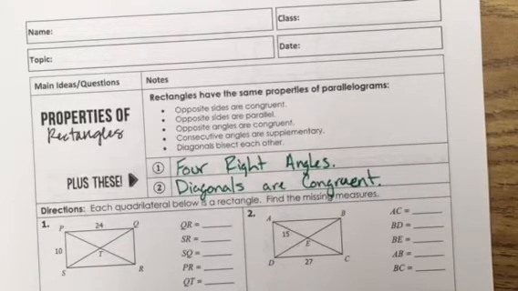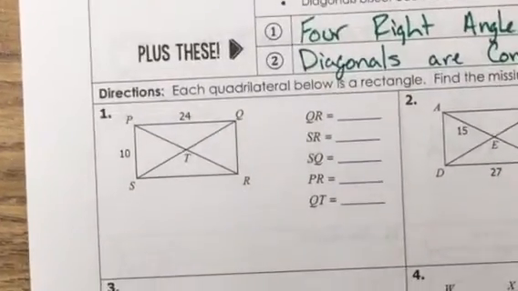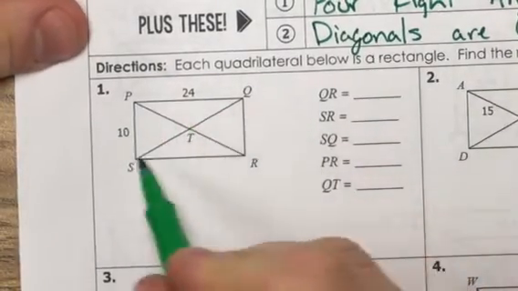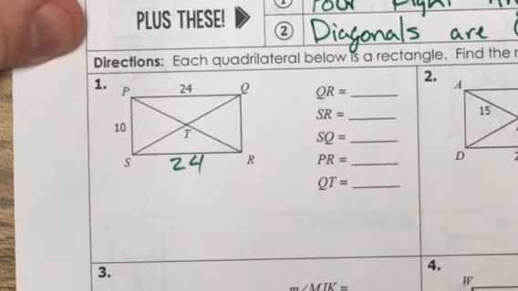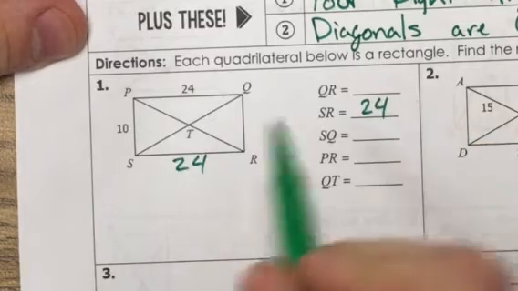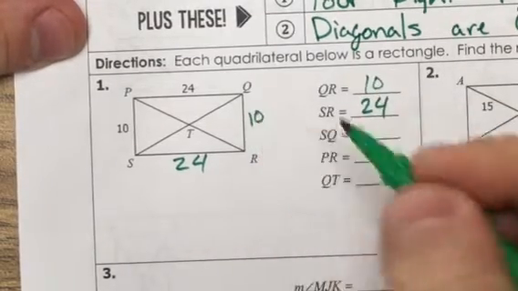And that's why it's important we know what type of shape we're dealing with as we are working through our problems. So let's go ahead and apply these rules down to problem number 1. I'm going to go ahead and make it a little bigger for us. First things first, opposite sides are congruent. So right now I know that PQ and SR are opposite sides, so I'm going to go ahead and mark SR as 24. And I'm going to go ahead and mark QR as 10. That's the easy piece of this.